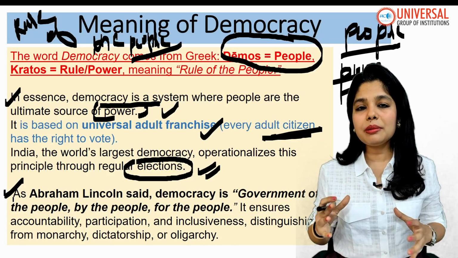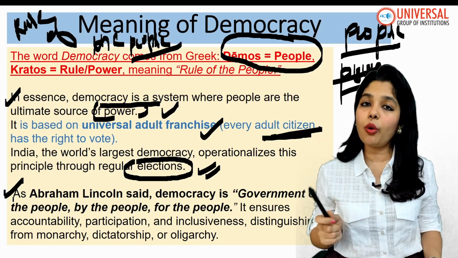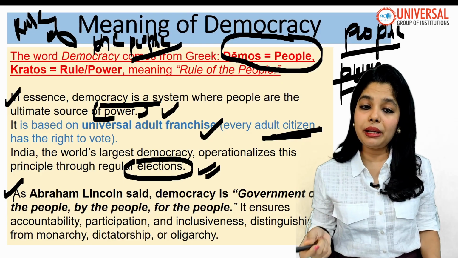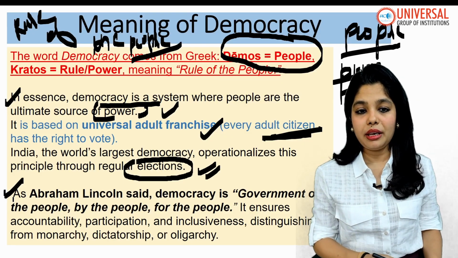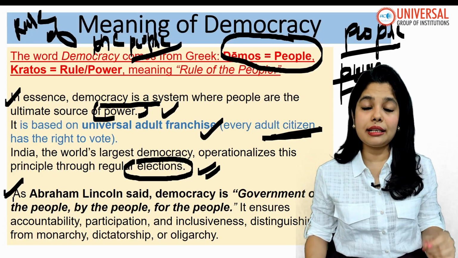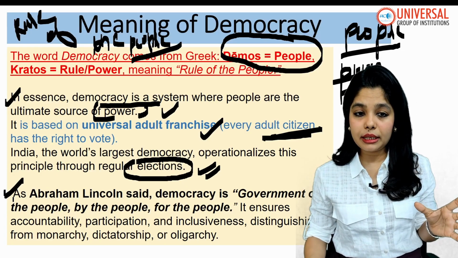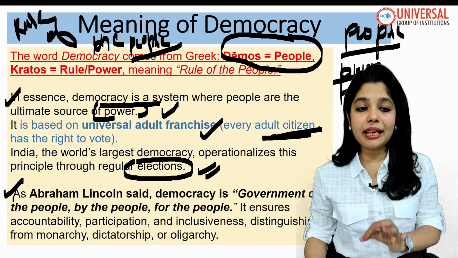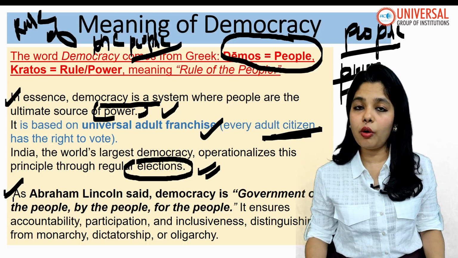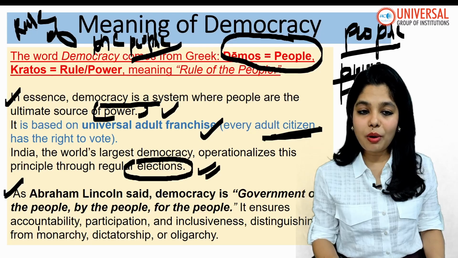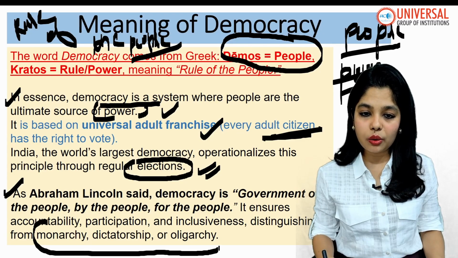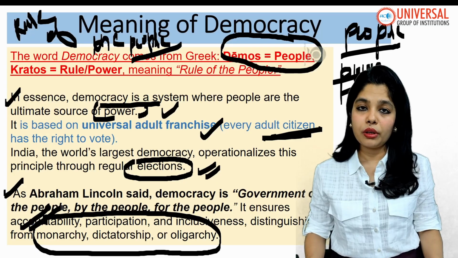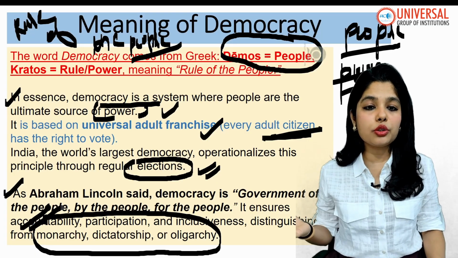Understood? So, democracy is government of the people. It brings government from the people, by the people, and for the people. Accountability: it ensures that the system has accountability, participation, and inclusiveness, distinguishing it from monarchy, dictatorship, or oligarchy. So, democracy is nowhere close to all these things where you will get a dictator to rule over you, where you will get a king to rule over you.